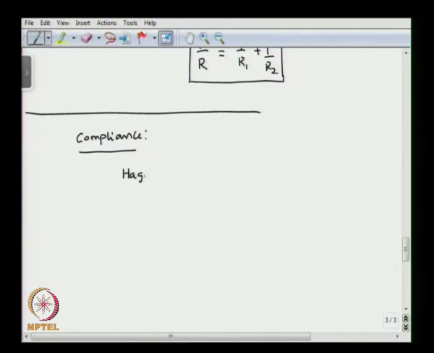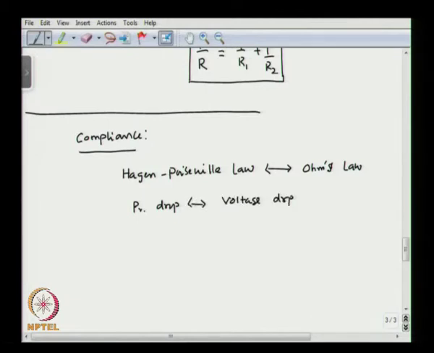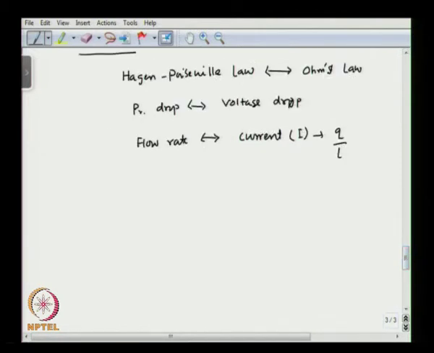So, the Hagen-Poiseuille law is equivalent to Ohm's law, and so the pressure drop is equivalent to voltage drop in an electrical circuit, and the flow rate is equivalent to current, which is I. So, this is nothing but charge per time, right. So, charge is equivalent to the volume, right.